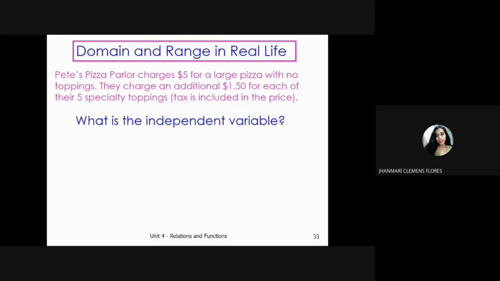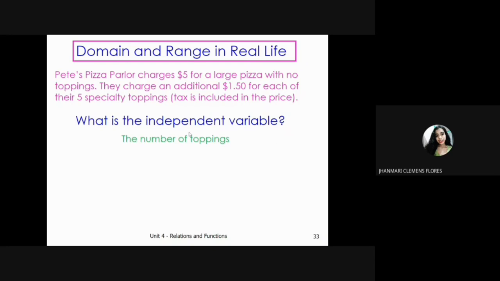Domain and range is also useful in real life. And again, let's identify the independent variable. What is the independent variable? Okay, I'll give you time to guess. 3, 2, 1. So the independent variable right here is the number of toppings.